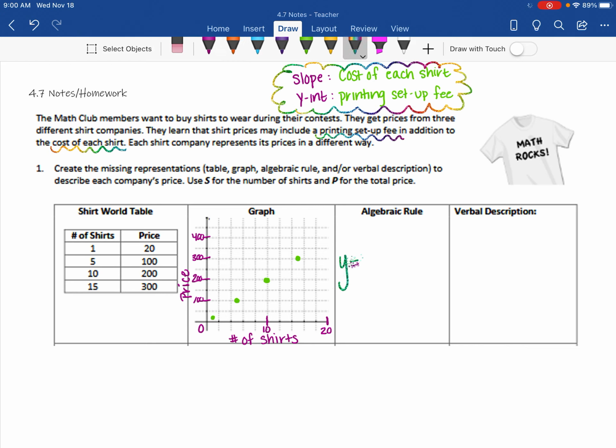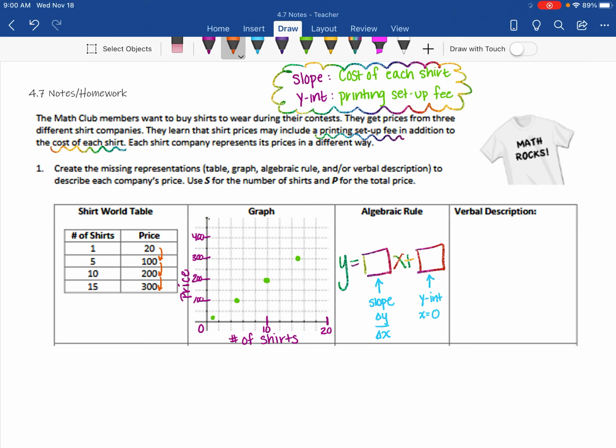When we're writing our rule, it is always a good idea to start with the skeleton, keeping in mind that the first box is our slope, and we find our slope by finding the change in y over the change in x. The second box is our y-intercept, and we find that when x is equal to 0. Okay, so I'm going to go back over to my table, and I'm going to find my change in y and my change in x.